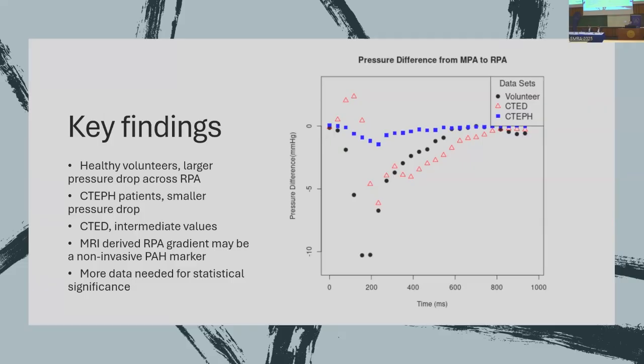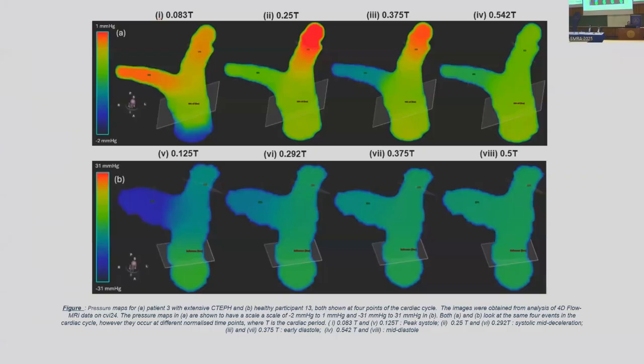And moving on to the patients with CTED, which are the red triangles, their pressure difference drop isn't as significant. It drops to an average of -5. And importantly, we can see there's a huge difference between that and the CTEPH patients, where there wasn't much of a pressure difference at all. Again, we just need to highlight that we need more data for better statistical significance here.